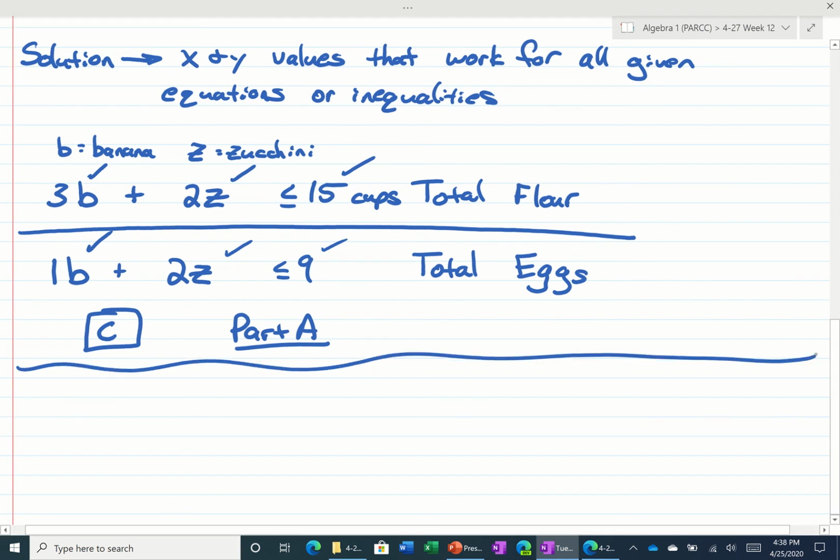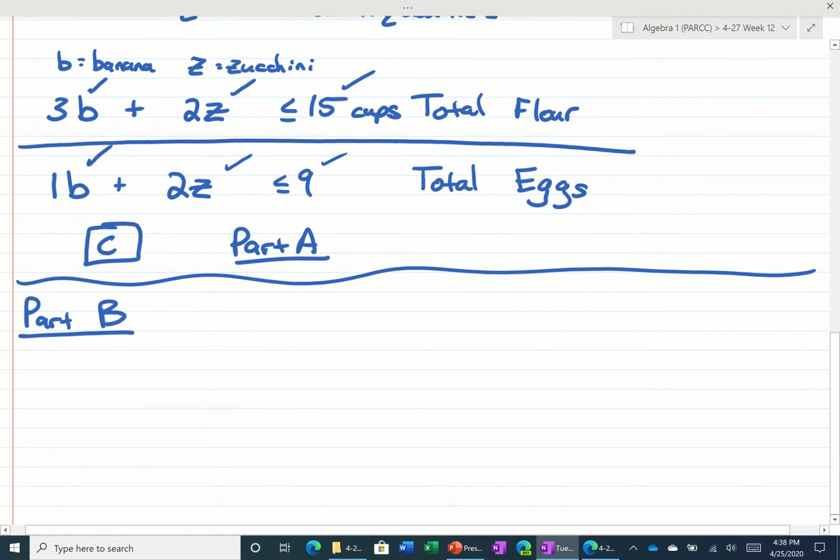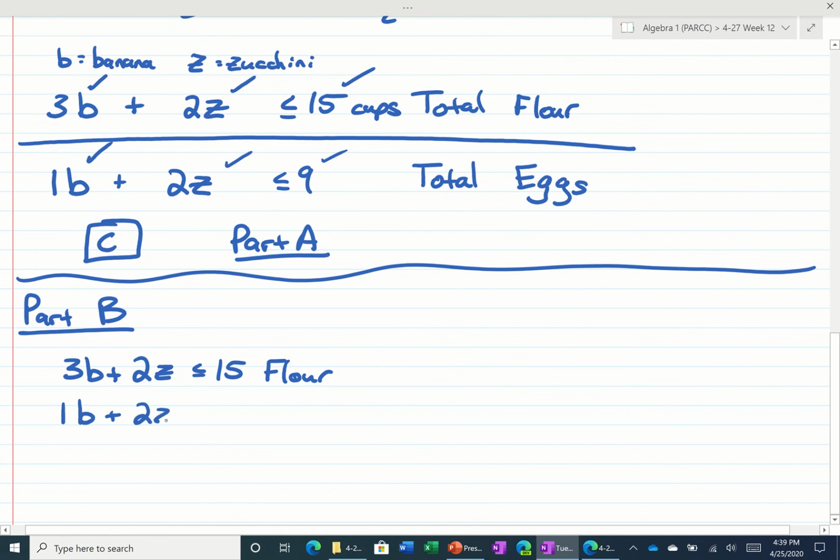Let's do this separately. So part B. We have to try to find the number of banana bread and zucchini bread we could use, the biggest number for each that would satisfy all the inequalities. So I'm going to write my inequality right here. 3b plus 2z is less than or equal to 15. Now this was for flour. And 1b plus 2z is less than or equal to 9. That's for eggs. And I don't want to have any left over. That's what it's trying to tell us.